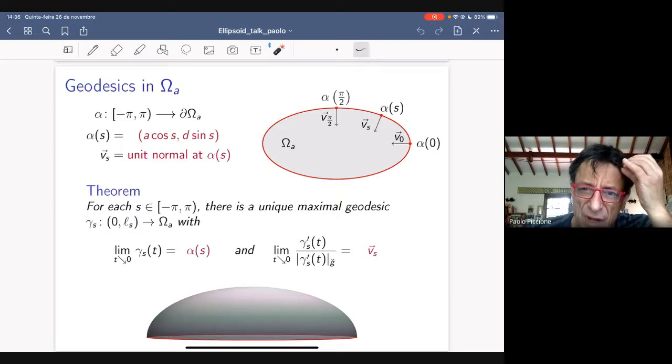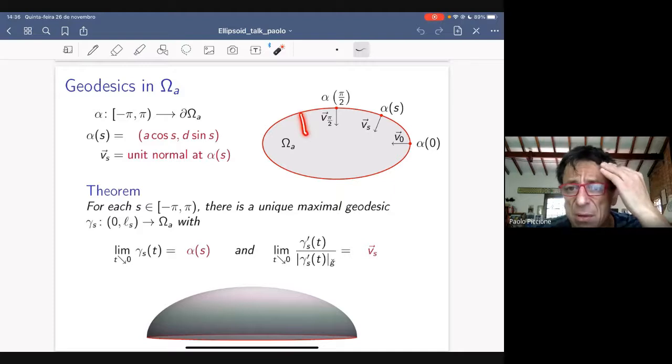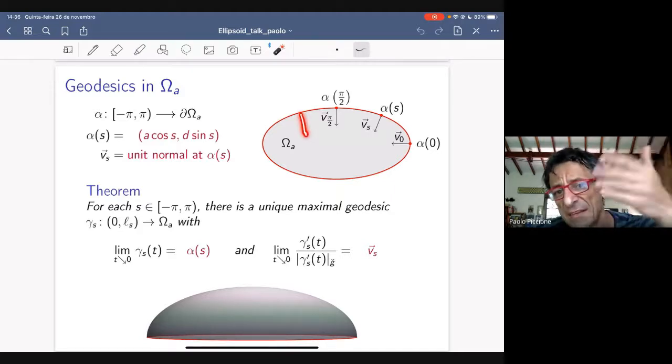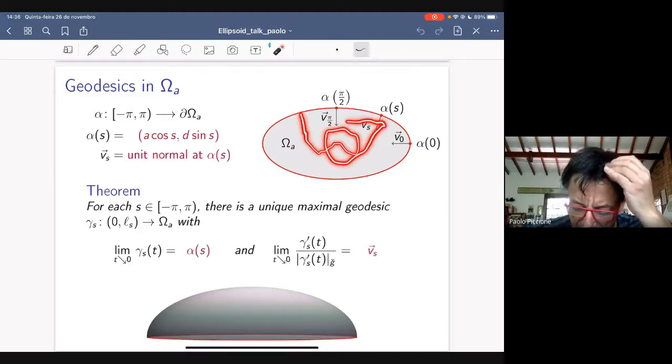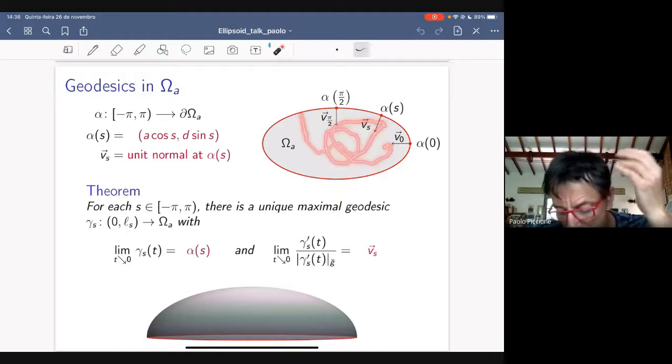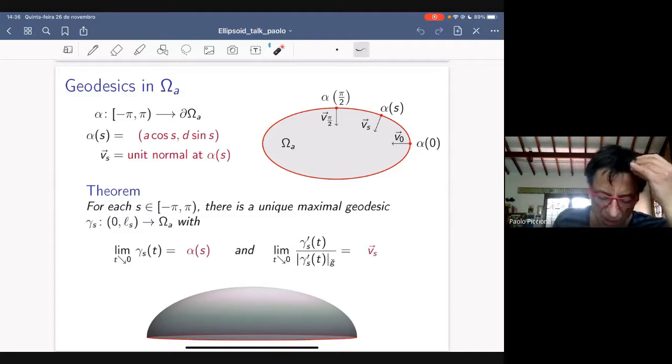Observe that this is a local result, but in fact, as soon as you are inside the ellipse, then this becomes a regular Riemannian manifold. So you can extend this geodesic, and as long as it remains inside the ellipse, it can be extended. The only problem is when it becomes again close to the boundary. Okay. But in any case, there exists a unique maximal geodesic, in the sense of a maximal definition, starting orthogonally from every point of the boundary.